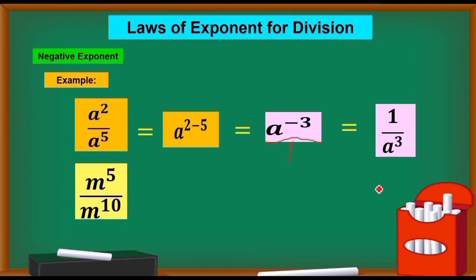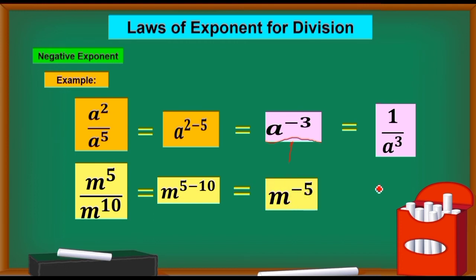Another example, m raised to 5 over m raised to 10. So, magiging m raised to 5 minus 10. And 5 minus 10 is m raised to negative 5. Again, kailangan kuhanin ang reciprocal para maging positive ang exponent. So, i-over natin to kay 1. Ayan. And then, babaliktarin nyo lang. Yung numerator natin, yun ang gagawin nating denominator.